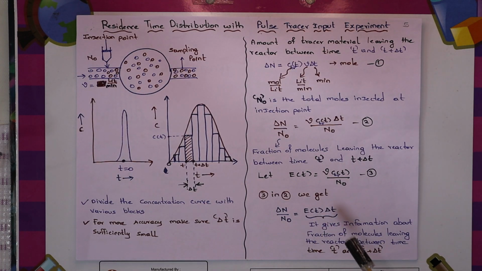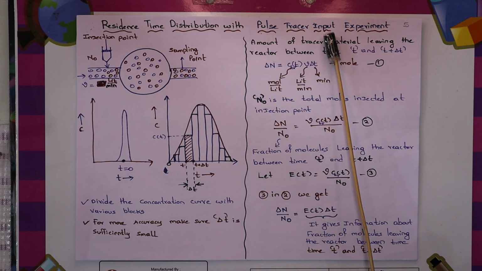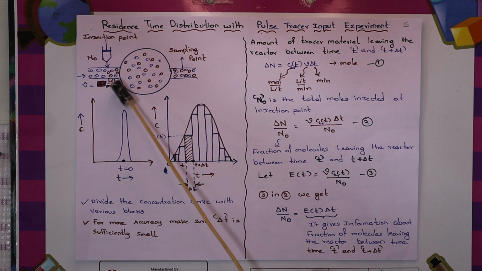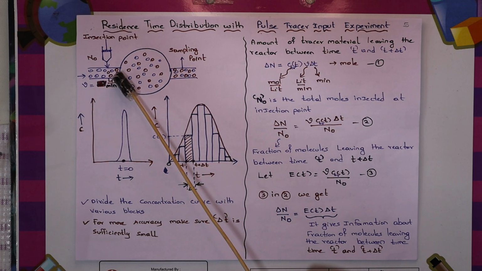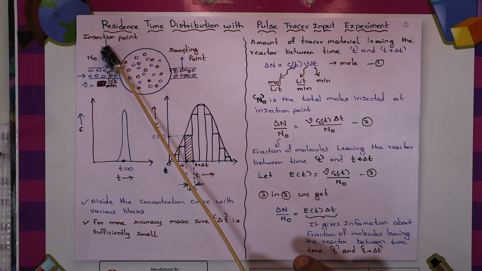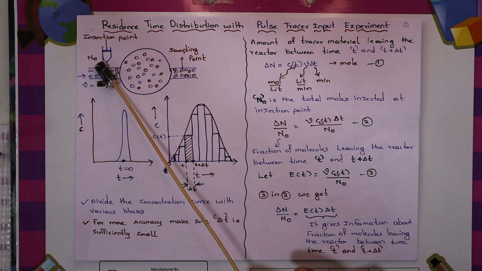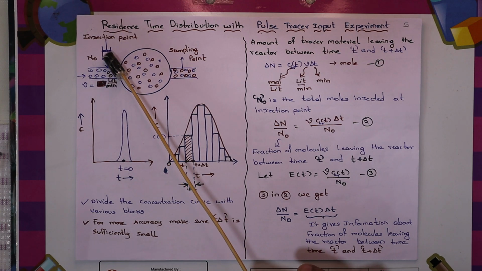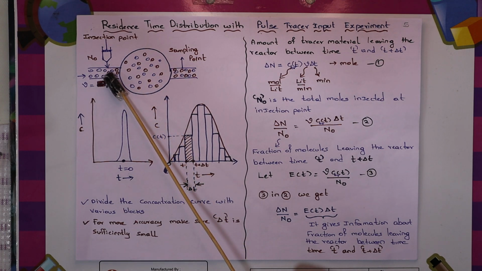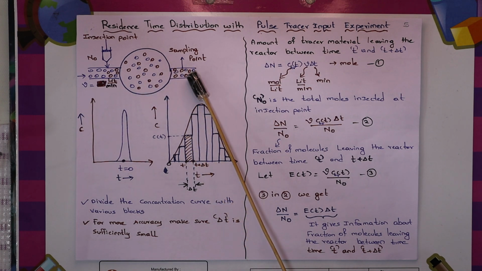So this is how a residence time distribution with pulse tracer input experiment works. At the injection point, the reactants are flowing at a flow rate of nu, some liters per minute, into the reactor. At a certain point of time, a certain amount of tracer, N0, the initial number of moles, is injected at the inlet point. The tracer molecules go inside, mix with the regular reactants, and come out at the exit.